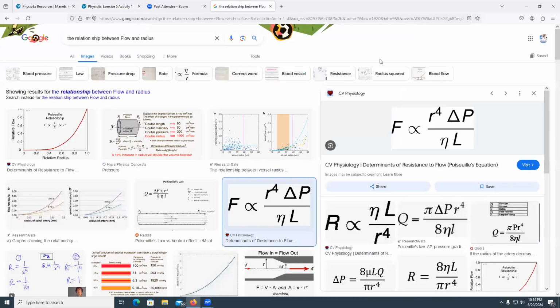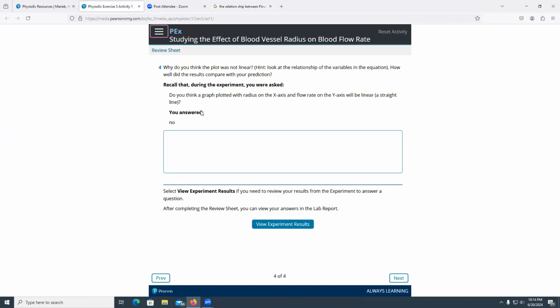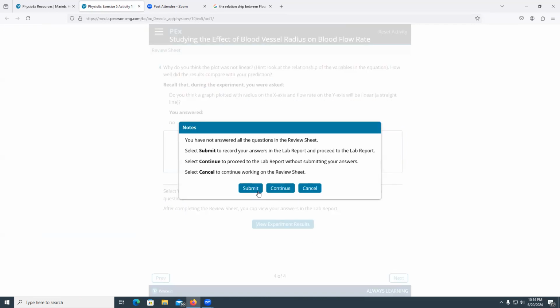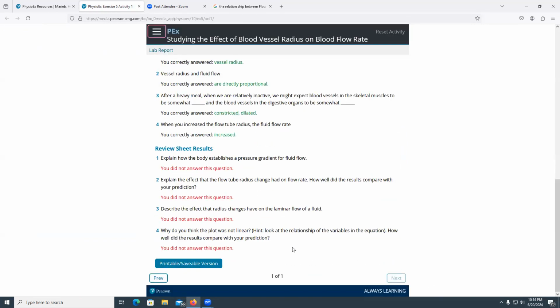Why do you think the plot was not linear? Because the relationship between the radius and the flow rate in Poiseuille's equation is actually exponential. No, it will not be linear. It will be curved, because it's an exponential relationship. Okay, we are done.